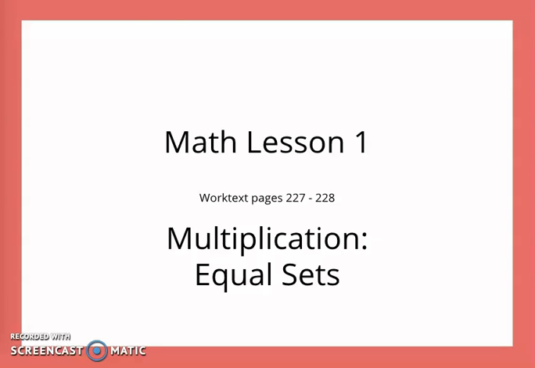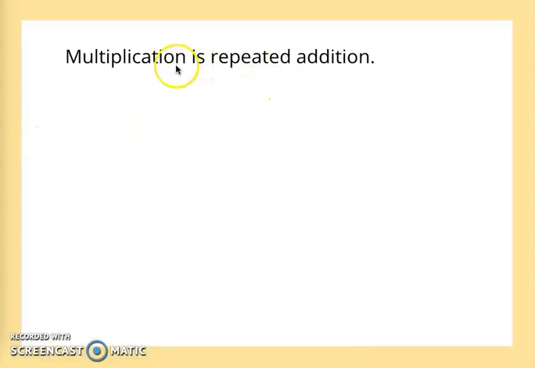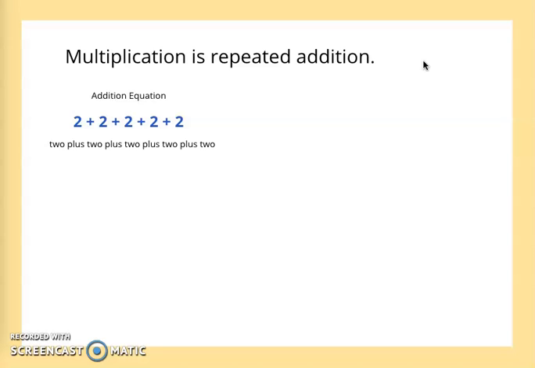All right, today's lesson, we're going to be covering equal sets. Equal sets. Sets also means what? Groups. All right, so let's review. We learned that multiplication is a very fancy word for repeated addition. So here is an addition number sentence, also called addition equation. Equation is a very fancy word for number sentence.